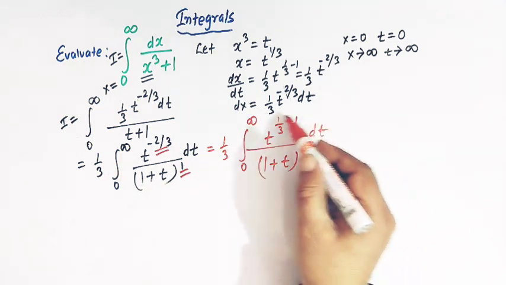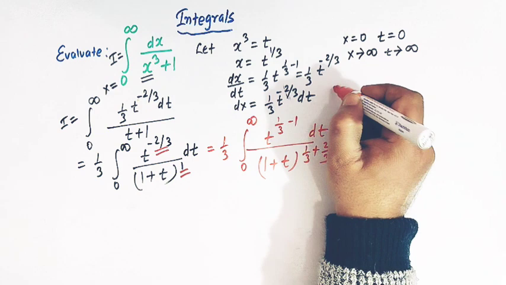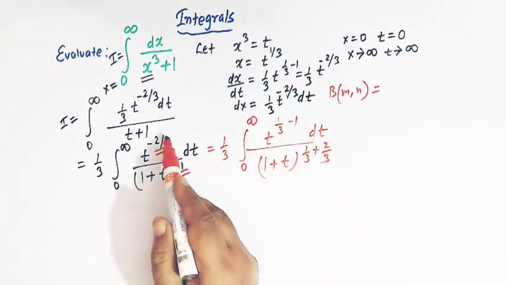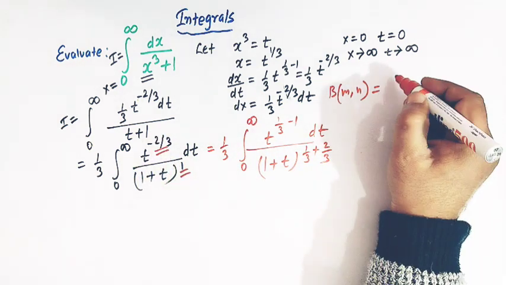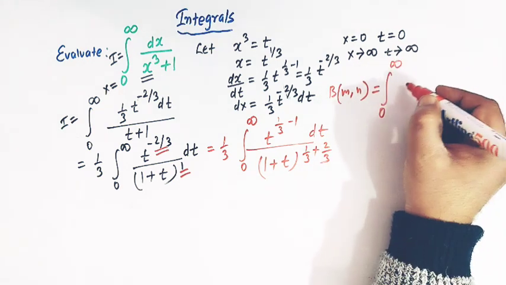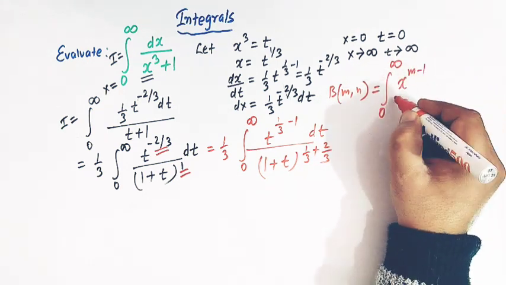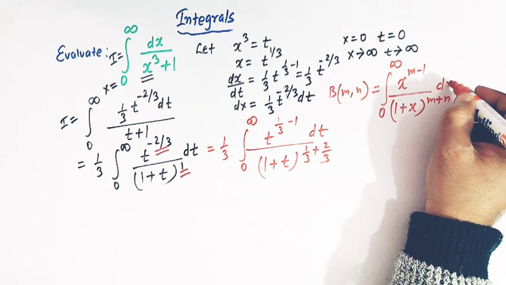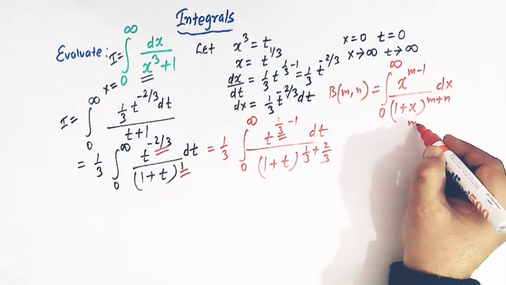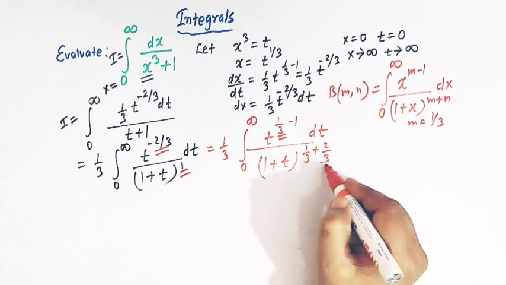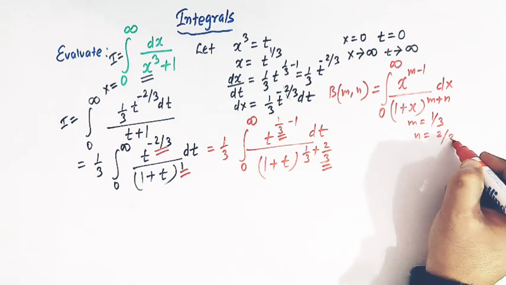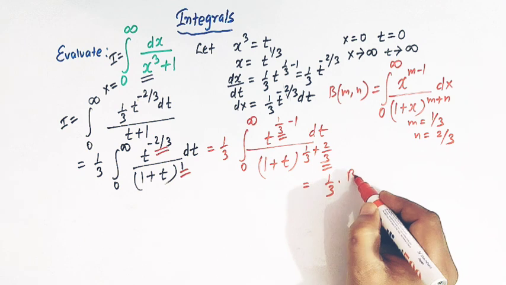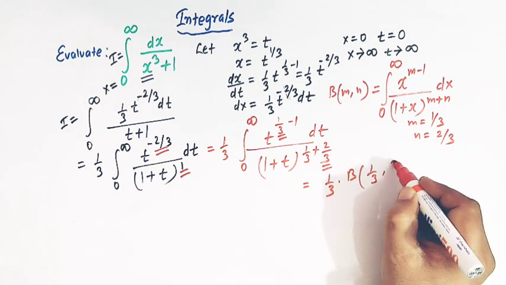So the purpose of writing this integral like this is the beta function, because beta function is responsible for writing this integral in this form, right? Because beta function is defined like this: 0 to infinity, x raised to m minus 1 over 1 plus x raised to m plus n dx, right? So the value of m is obviously 1 over 3, and the value of n is equal to 2 by 3, right? So now this integral is equal to 1 by 3 beta of 1 by 3 and 2 by 3.